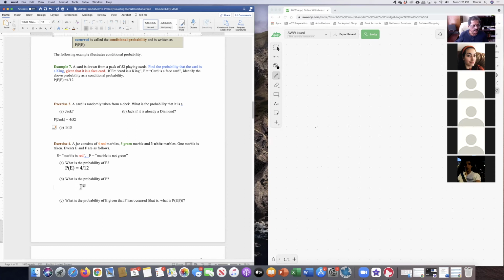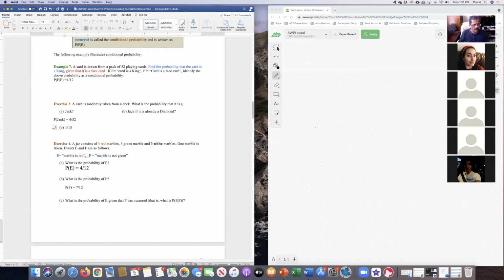Now, if anybody is not following anything, feel free to interrupt. The second question is, what is the probability of F? The event F is that the marble is not green. 7/12. Right, there are 5 green, so 4 red and 3 white have to be the outcome. One of the 4 red or 3 whites. So 7 elements are there that are not green. Therefore 7/12 is right.